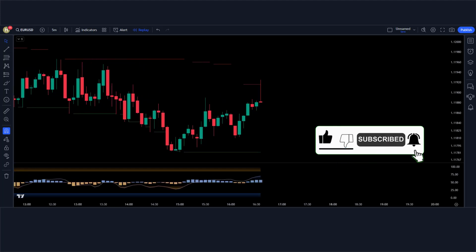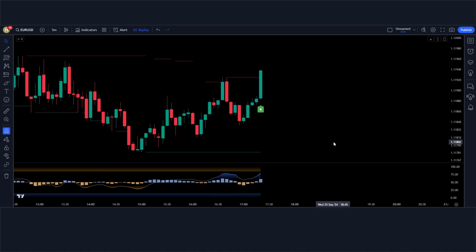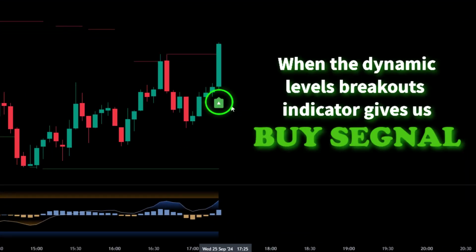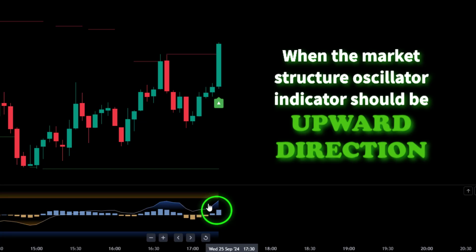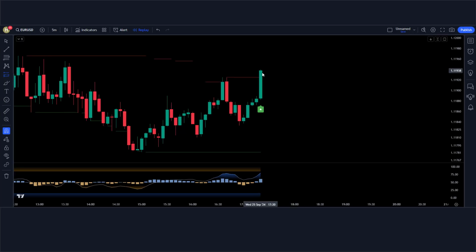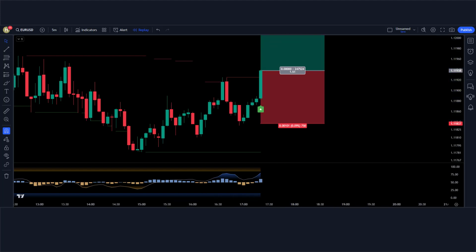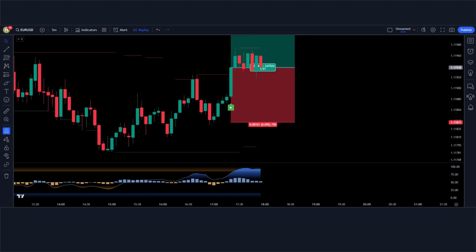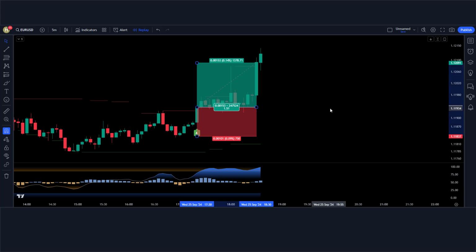Now, let's understand the concept where we will take buy and sell trades based on certain conditions. When the dynamic levels breakouts indicator gives us a buy signal, when the market forms a bullish candle, and when the market structure oscillator indicator is in an upward direction, if these conditions are fulfilled, then we will place a buy order. Our stop loss will be placed at the current market's lower level, and the risk to reward ratio will be 1:1.5. The market has completely hit the target.